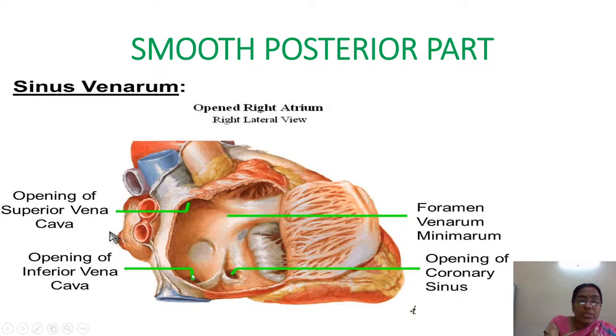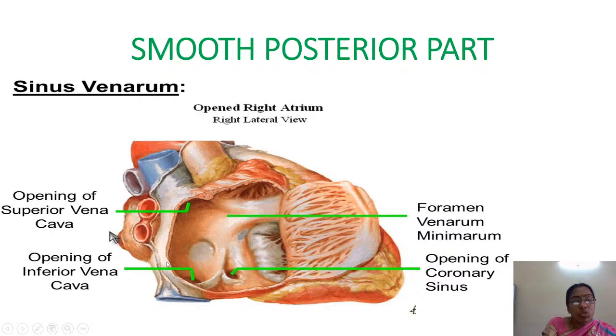So the opening is the opening of inferior vena cava. Here is the opening of coronary sinus. The coronary sinus opens into the smooth posterior part. Other than that, what we have seen are many veins, that is, venae cordis minimae veins, opening. So these small things that you are seeing are the foramina venarum minimarum, or venae cordis minimae veins, which are opening into the smooth posterior part.